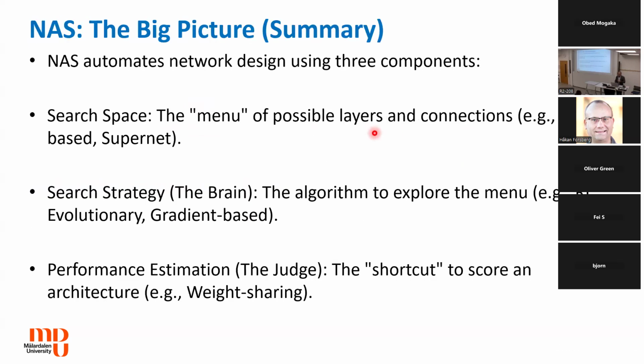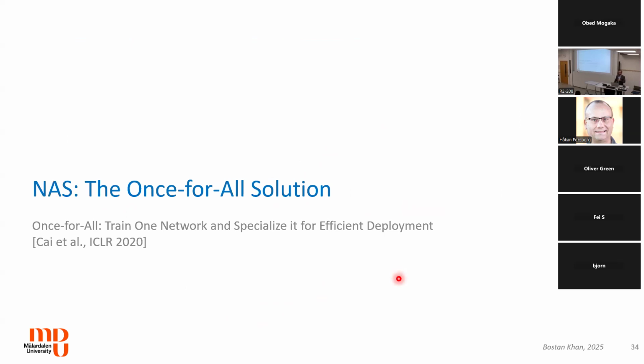So let's summarize this. We talked about NAS, which automates the design of a neural network using 3 components. We have the search space, and we have the search strategy, the brain that we use to select these subnets or these models. And then we have the estimation: how do we judge which architectures are better? Does anyone have a question before we move on to the Once for All solution, OFA?